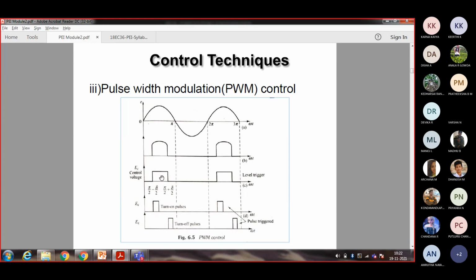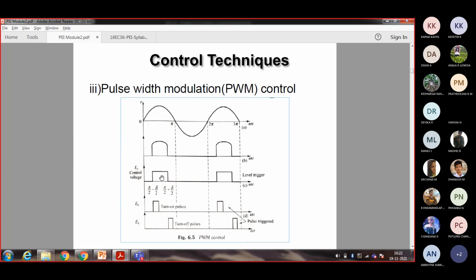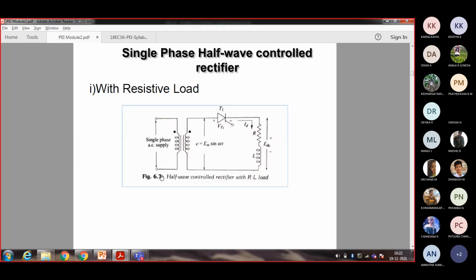One is phase control, which we call firing angle control. The second one is excitation angle control, and the third one is pulse width modulation control. Three different types we have checked. Now we are going for the rectifier.